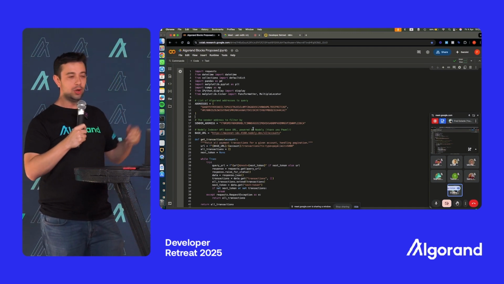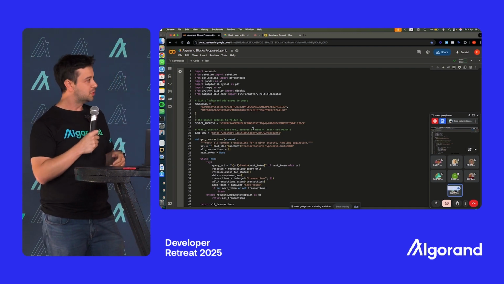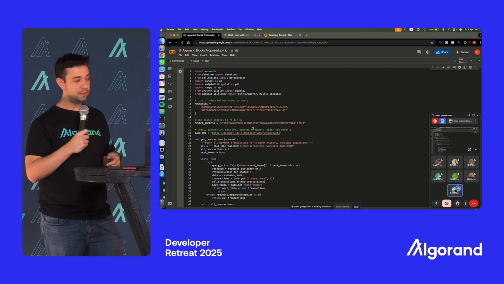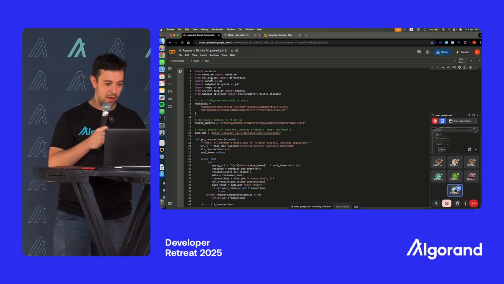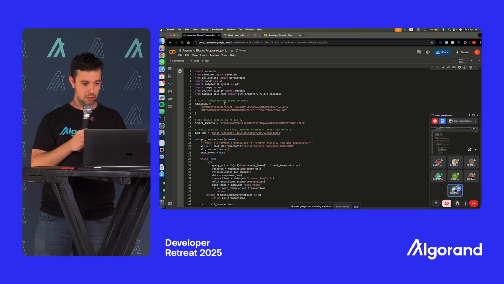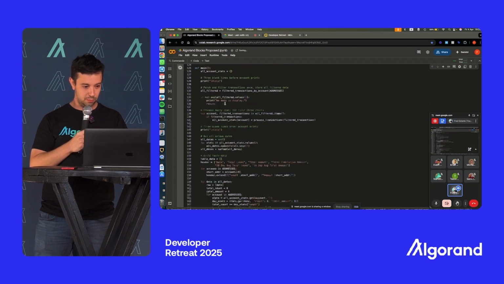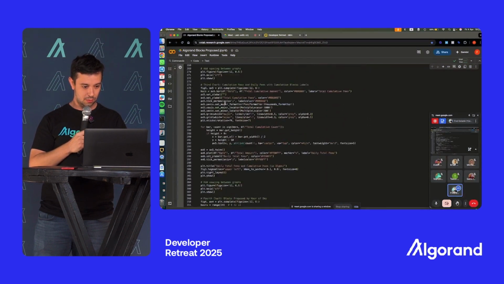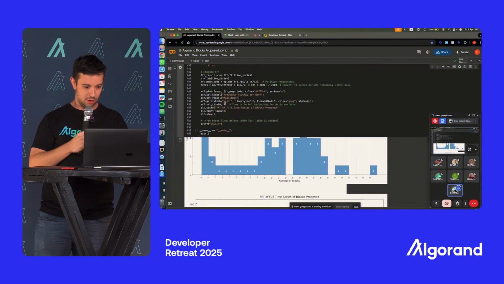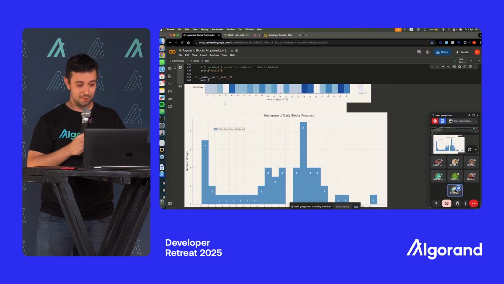And that's it. The code gets the entire list of transactions. It filters by incoming transactions from the fee sink, and then does a little bit of magic and data massaging in the next couple of lines. And then you get to the fun part of this. So let me just scroll down. Sorry, Python, not me.